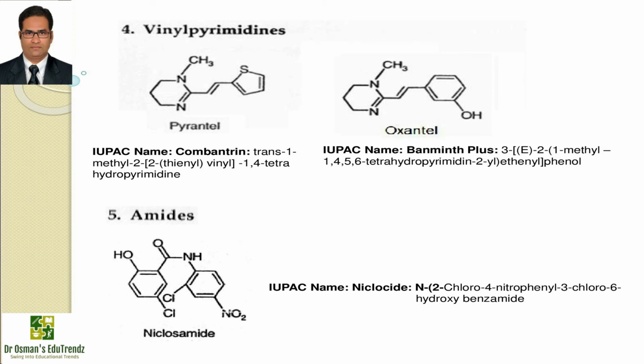Now next class is amides. Example is niclosamide, which is available with the brand name Nicloside and IUPAC name 2'-chloro-4'-nitrophenyl 5-chloro-2-hydroxybenzamide. Niclosamide is a medication used to treat tapeworm infections. These include diphyllobothriasis, hymenolepiasis and taeniasis. It is not effective against the other forms such as pinworms or roundworms.